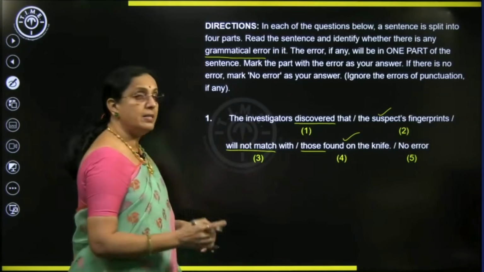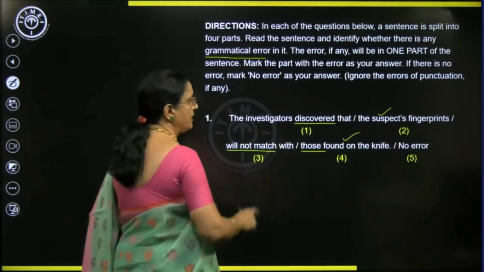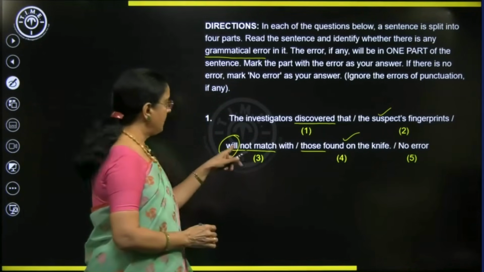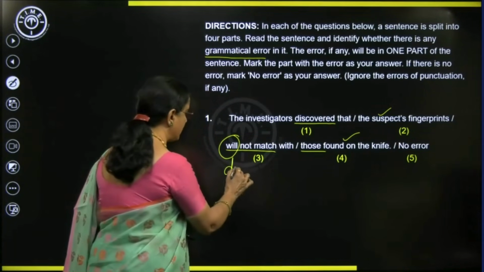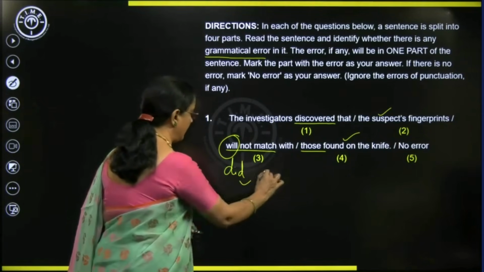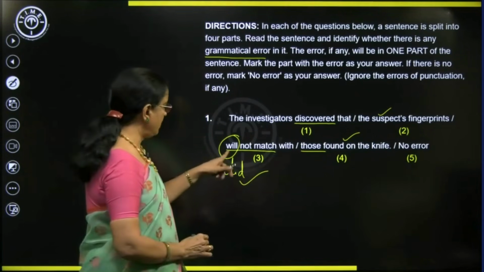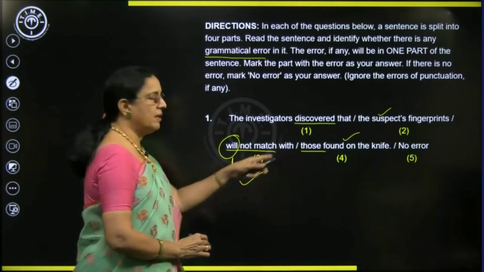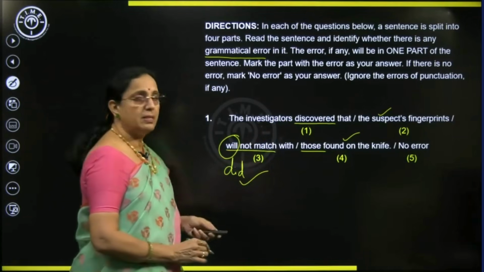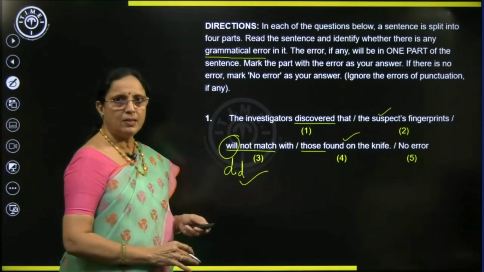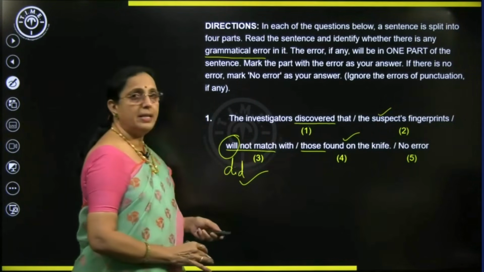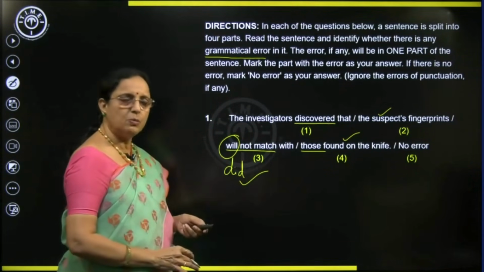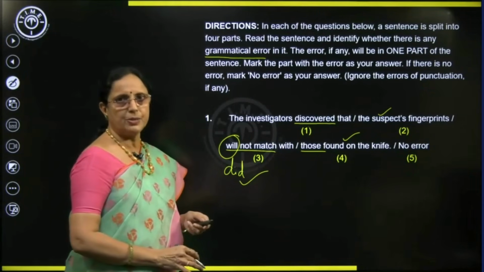So, the investigators discovered, past, that the suspect's fingerprints will not match is wrong. What's the past verb here? Did not match. You understand? Did is past tense. No, you should not take do not match. Discovered is past tense, so it should be did not match. So, this makes the sentence meaningful. Is that clear? So, this is about tense agreement. We are denoting a past action here, so both the verbs should be in simple past tense only.